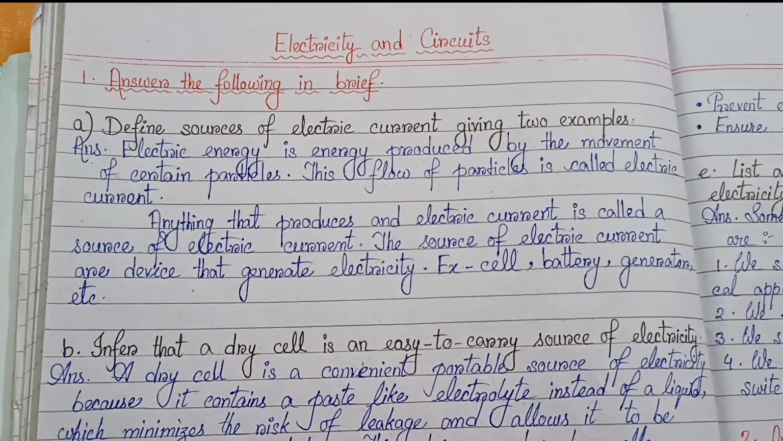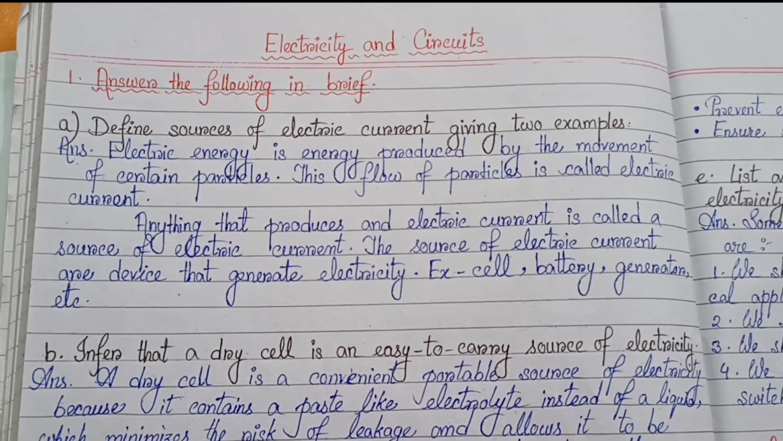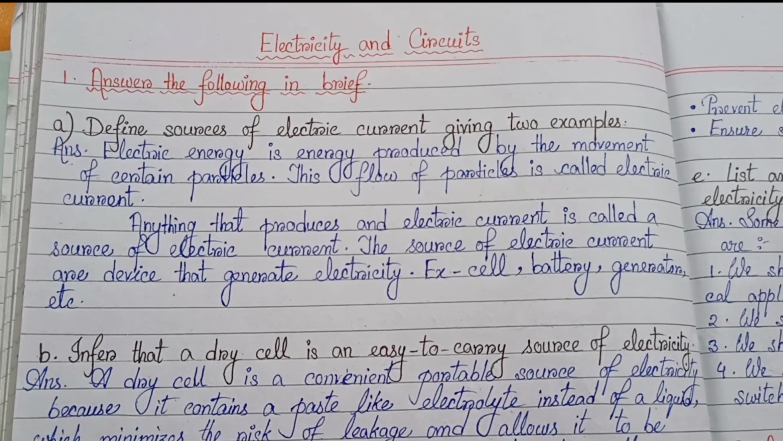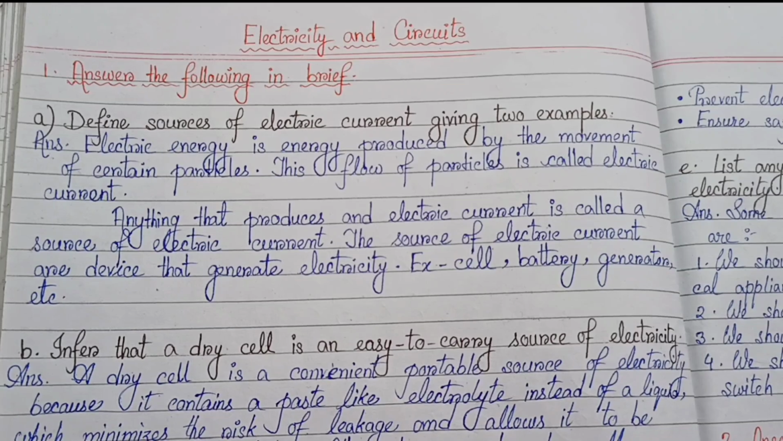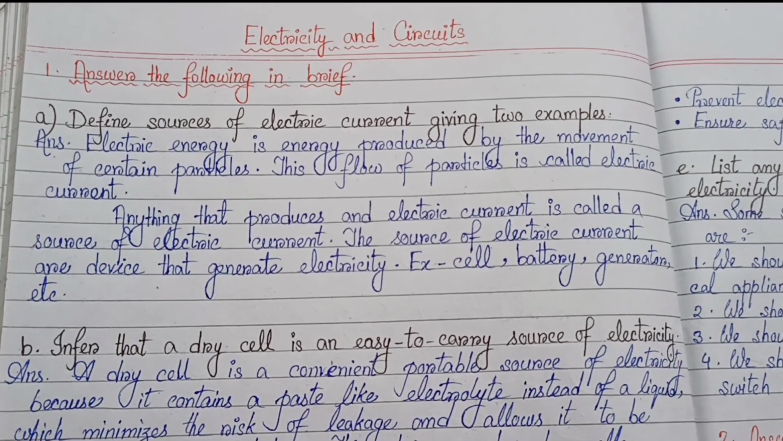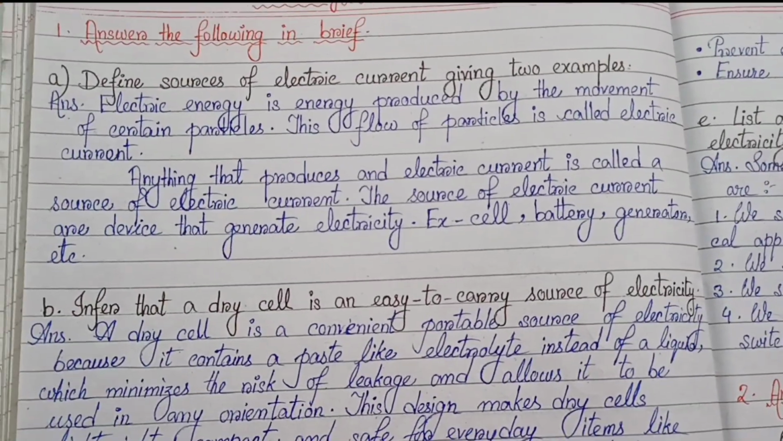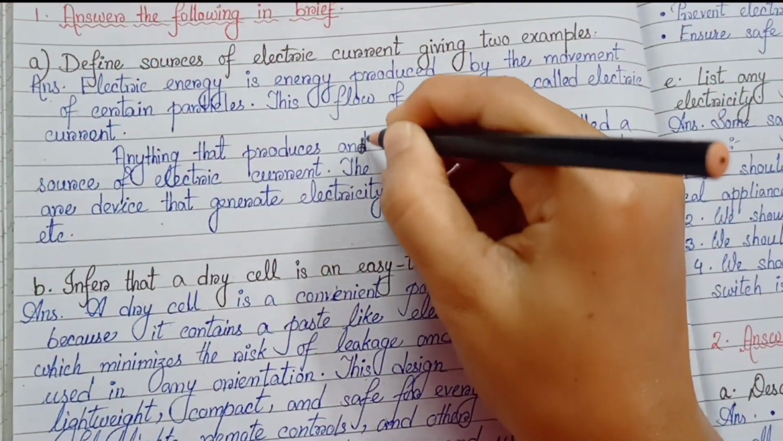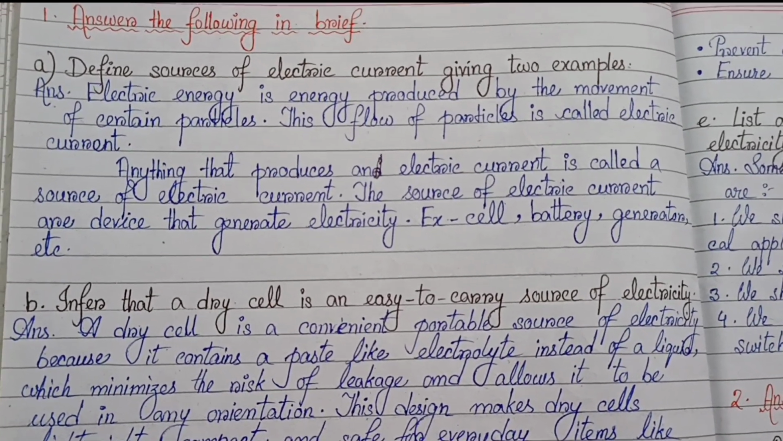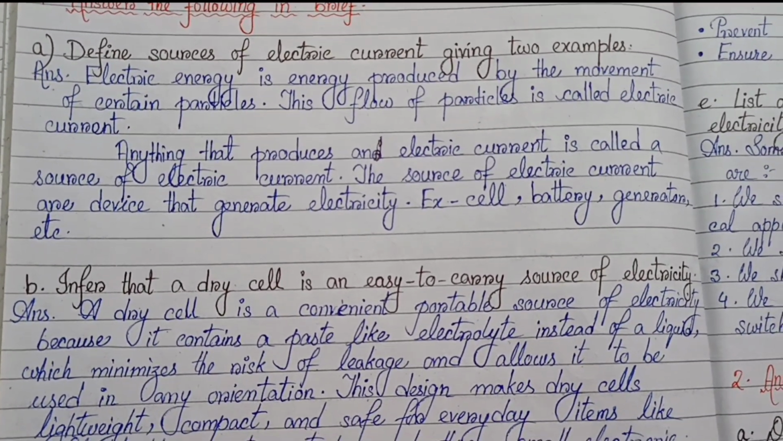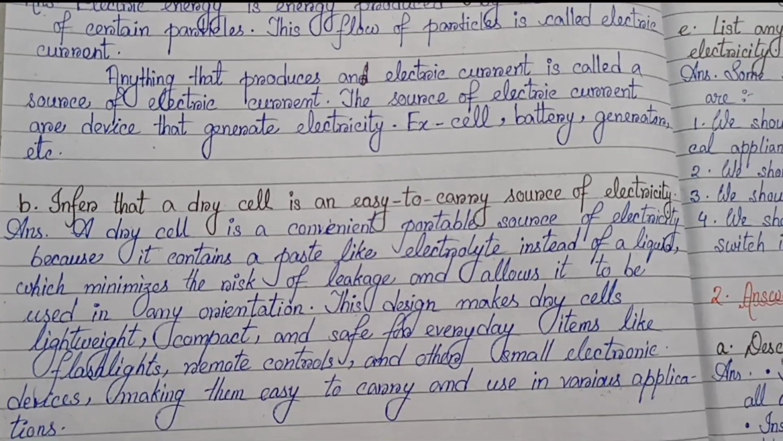Number 1, A, define sources of electric current, giving two examples. Electric energy is energy produced by the movement of certain particles. This flow of particles is called electric current. Anything that produces an electric current is called a source of electric current. The sources of electric current are devices that generate electricity. Example: cell, battery, generator, etc.